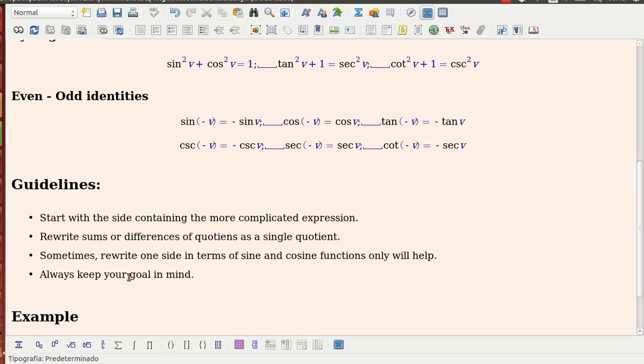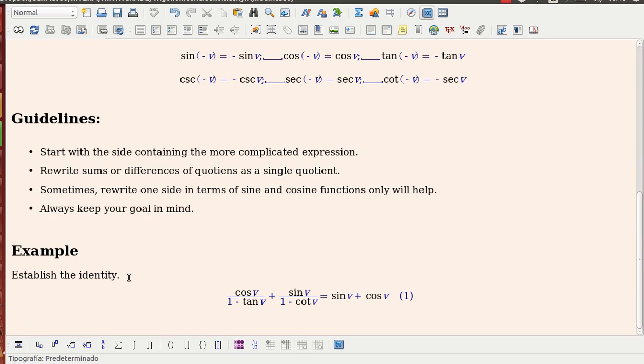And always keep your goal in mind. Remember that you have to establish the identity. Work on the left side or the right side, taking into account that you want to know which is the other side. We're seeing it with an example. Establish the identity. This is the identity we're going to establish. Cosine of b over 1 minus tangent of b plus sine of b over 1 minus cotangent of b equals sine of b plus cosine of b.